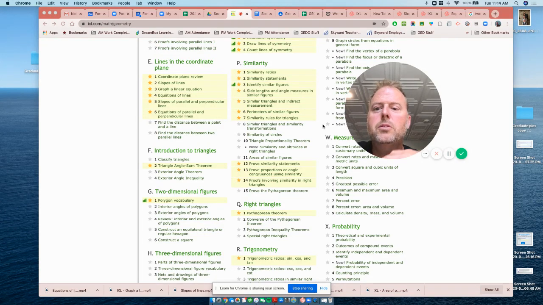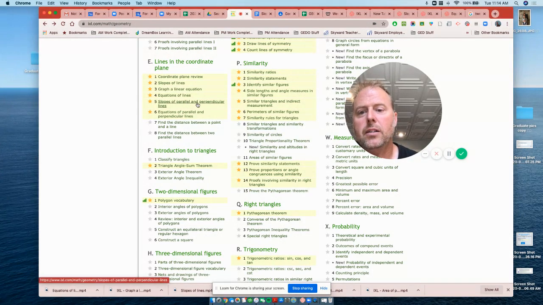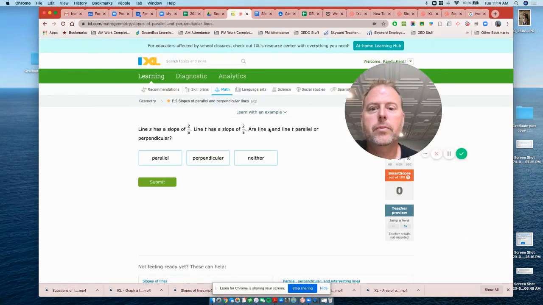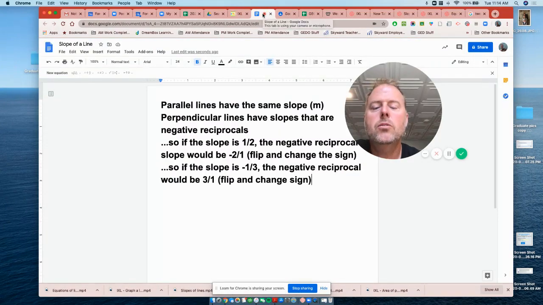So now we're up to the point that we're talking about the slopes of parallel and perpendicular lines. With perpendicular and parallel lines, there are some things that we need to know. First of all, parallel lines have got to have the same slope. So y equals 3x plus 4, y equals 3x plus 9.